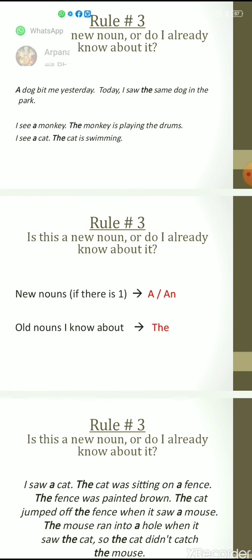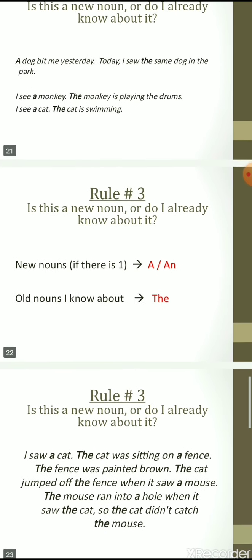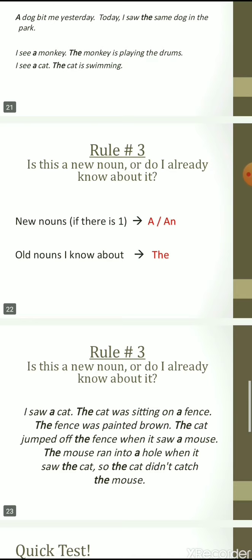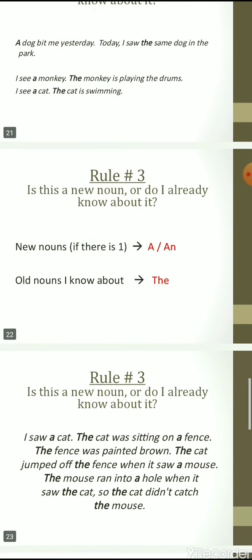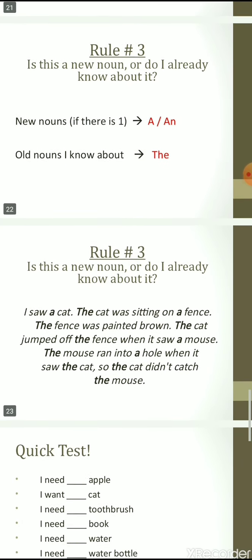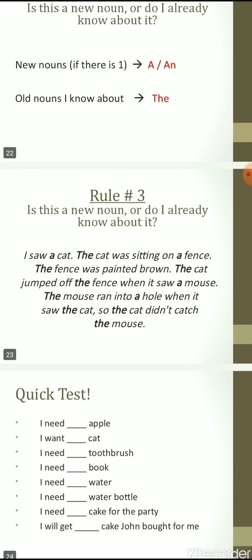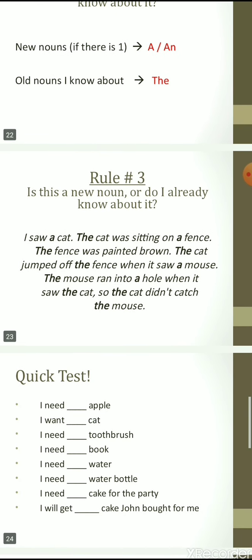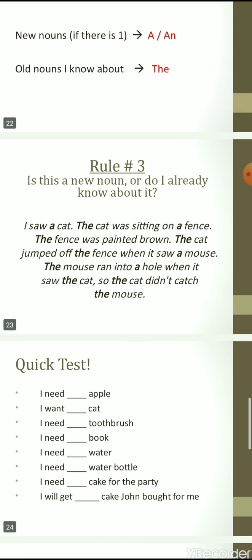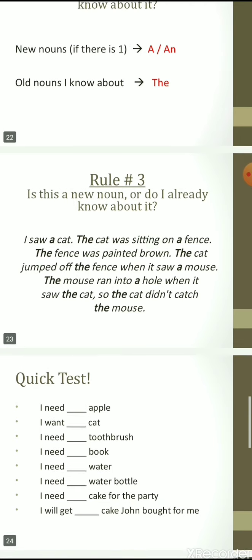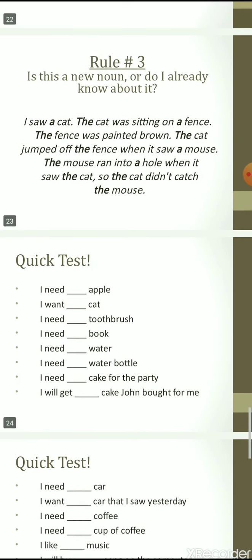I see a cat. The cat is swimming. So you can see in this sentence also, in the first line, we are not specific which cat. It can be any cat. But in the second line, we know which cat we are talking about. So when we know which noun we are talking about, we add the. So new nouns, if there is one in number, meaning they are singular, we add a and an, and in old nouns that we know about already, we add the.